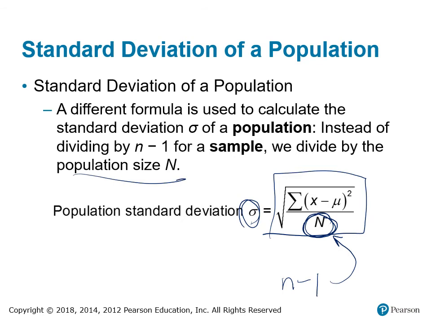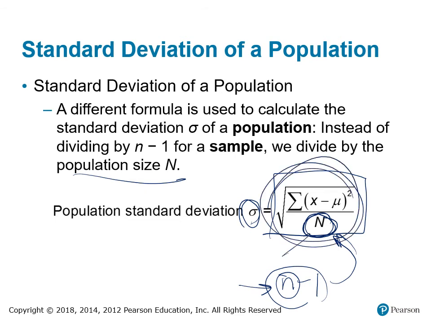Now the reason for that is because of the difference between lowercase n and capital N. Lowercase n is usually a relatively small number, and if you subtract 1 from that and use that in your division, that tends to make a bigger difference in the overall value you would get here. Whereas if capital N was a very, very large number typically, and you subtract 1 off of it and use it in your division, it usually doesn't make a very big difference. So to simplify the formula, we tend to just use capital N instead of n minus 1 when we're doing populations, because it doesn't really make much of a difference.